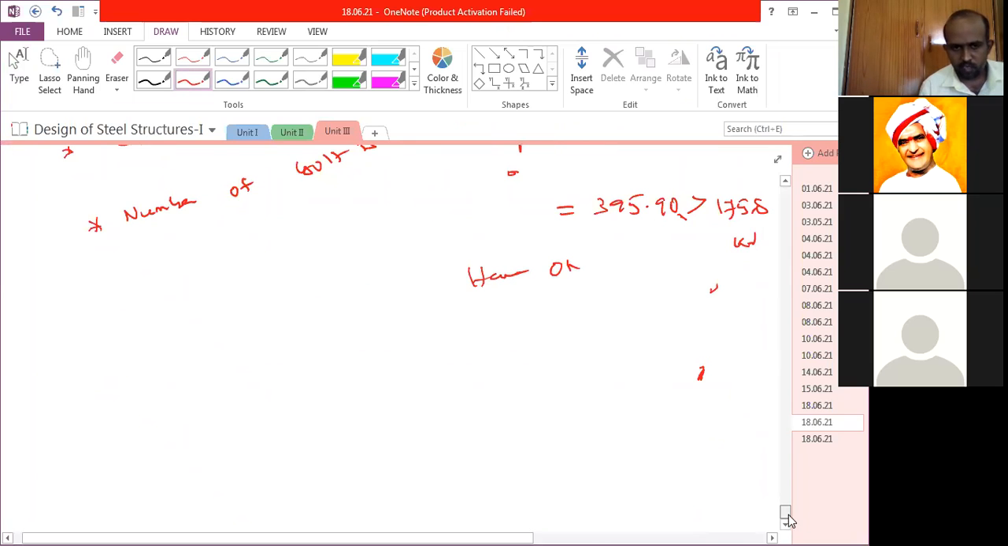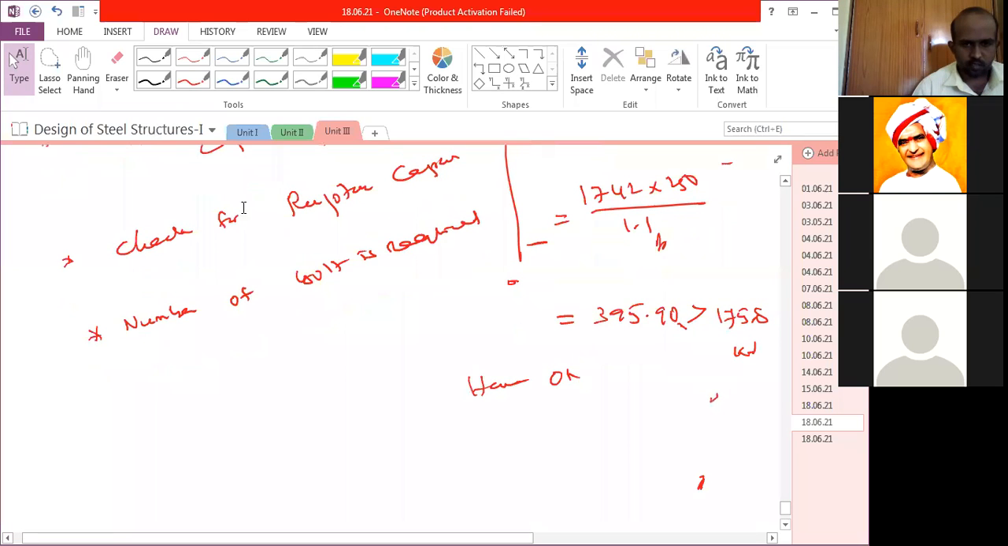Similarly, you have to calculate the rupture capacity and the number of bolts required. In the next class I will continue this one. So two more steps are there. If you have time, please do it at home. Number of bolts required, then our problem will end.